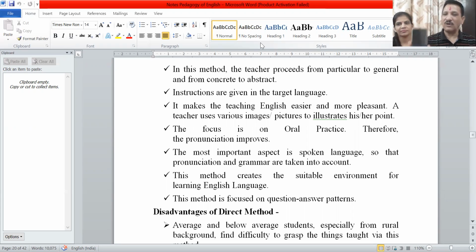No, no other language. Only one language is used while teaching in the direct method. And therefore the focus is given on oral practice, not written, oral practice. Therefore, the pronunciation improves.